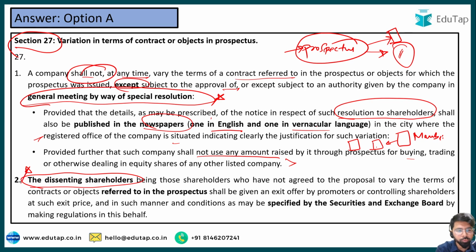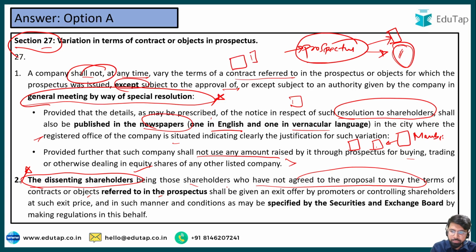Now this is another important point, dissenting shareholders. Again, this is a part of section 27, clause 2. Once the company wants to vary the terms of the contract or the terms of the prospectus, there are certain shareholders who do not want that change. They are known as dissenting shareholders. Dissenting shareholders are those shareholders who have not agreed to the proposal to vary the terms of the contract referred to in the prospectus. Once you recognize these are dissenting shareholders, the promoters of the company, that is the owners, should provide them an exit. Anything under the sun can be a reason why these shareholders might be dissenting, that they do not want the variation in the contract.